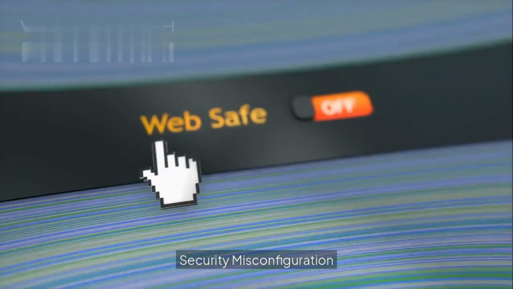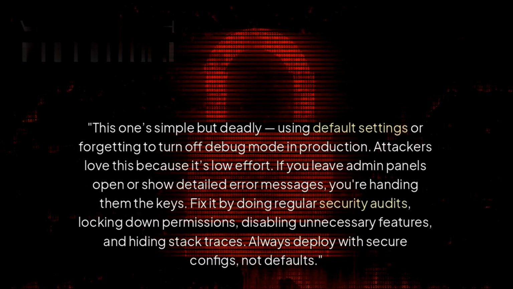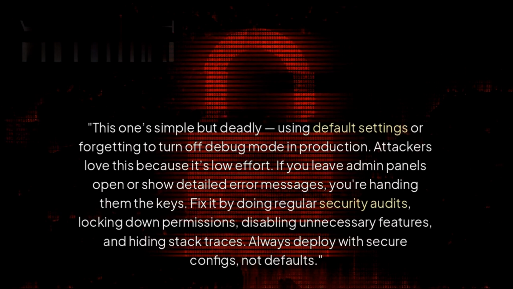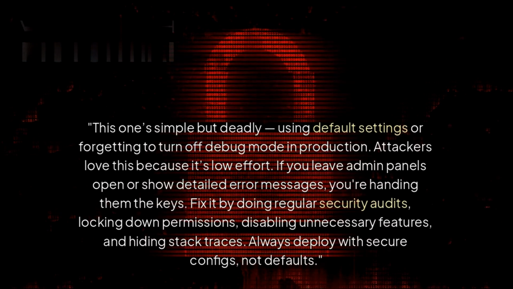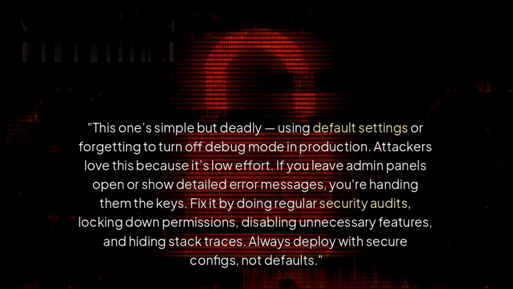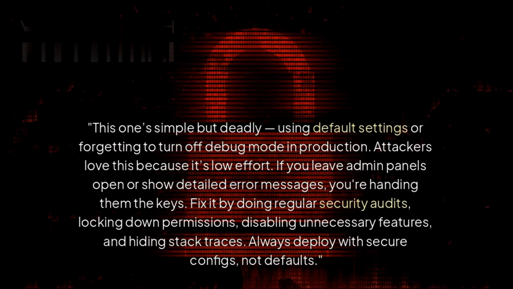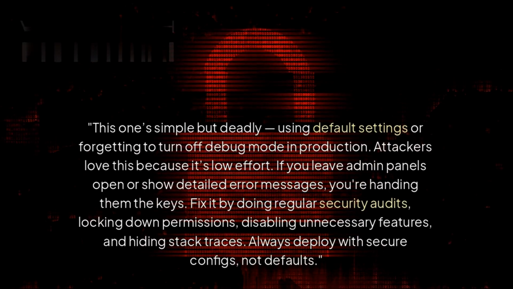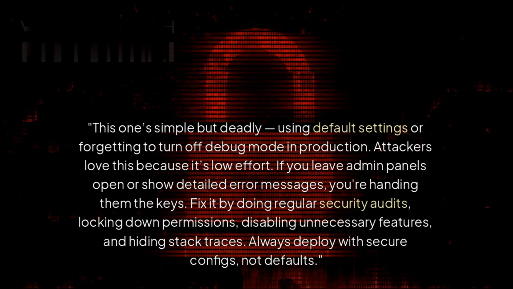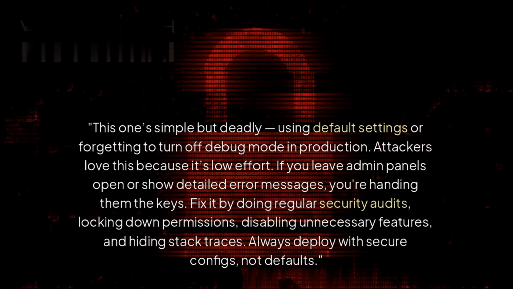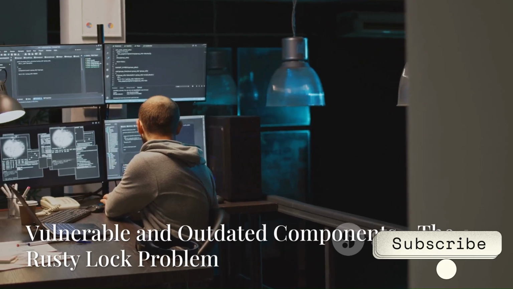5. Security misconfiguration. This one's simple but deadly: using default settings or forgetting to turn off debug mode in production. Attackers love this because it's low effort. If you leave admin panels open or show detailed error messages, you're handing them the keys. Fix it by doing regular security audits, locking down permissions, disabling unnecessary features, and hiding stack traces. Always deploy with secure config.